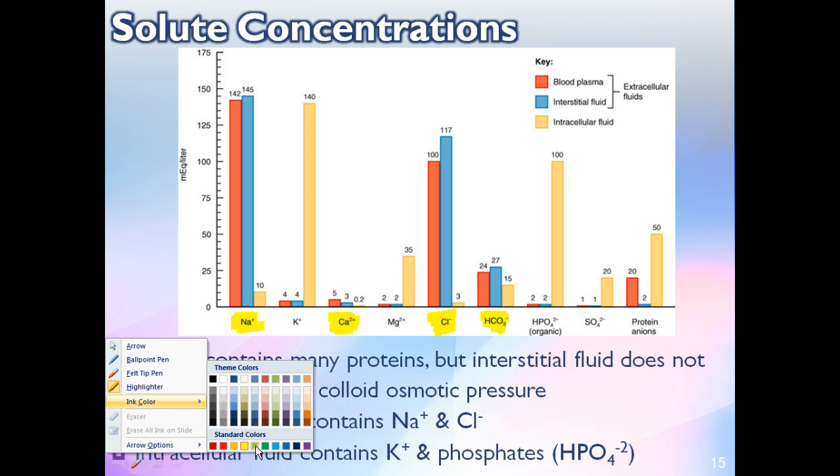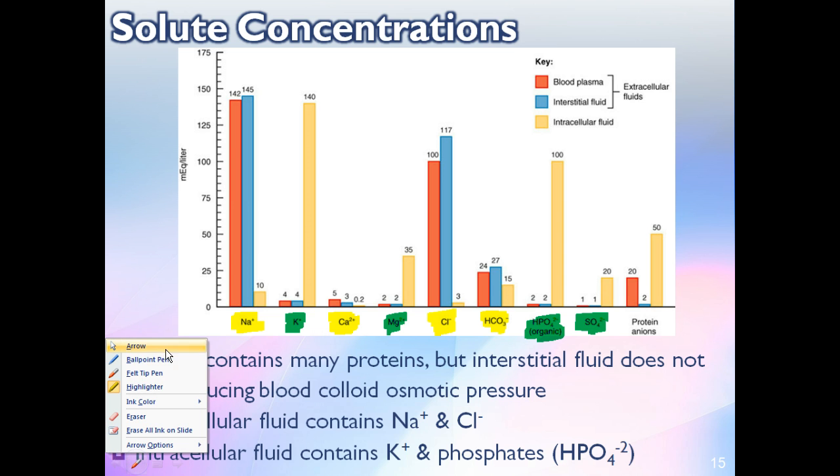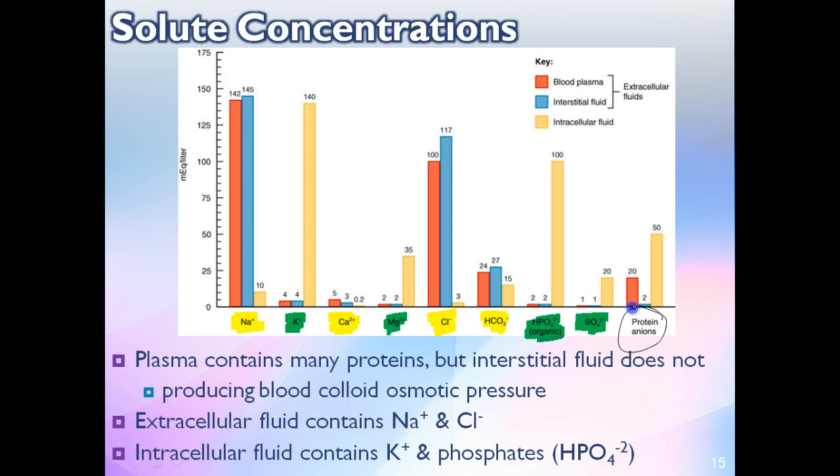Now, the intracellular solutes include potassium, magnesium, phosphates, and sulfates. Now, the oddball is, of course, your protein anions. Proteins are known to lose hydrogen ions and tend to have a negative charge to them.